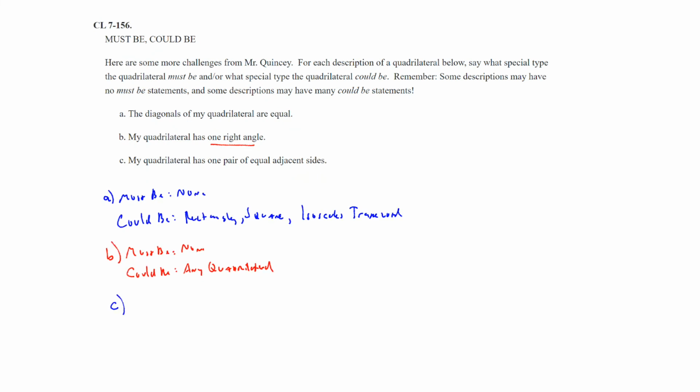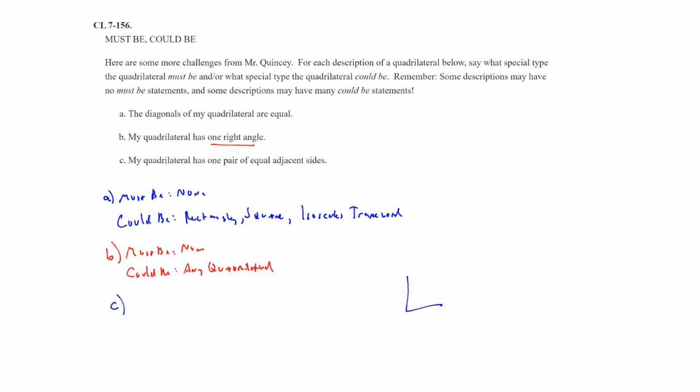C, we have my quadrilateral has one pair of equal adjacent sides. So read that again. My quadrilateral has one pair of equal adjacent sides. So think about, once again, adjacent sides are sides that are right next to each other. Okay, so those are adjacent sides. So what things have equal adjacent sides? Well, you got your square and your rhombus, because all four of those sides are the same. So square and rhombus. So maybe it must be a rhombus, could be a square.